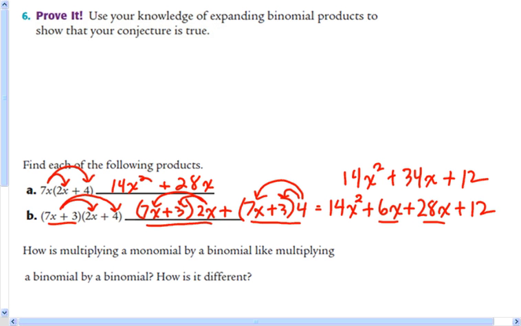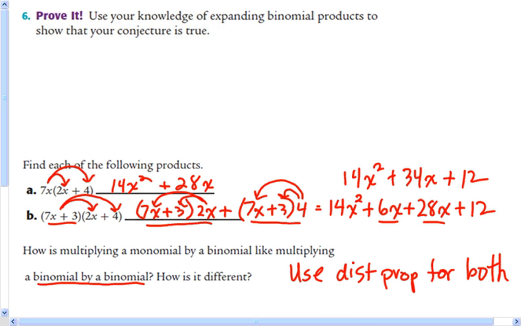And it says, how is multiplying a monomial by a binomial like multiplying a binomial by a binomial? How is it different? Well, it's the same because in both we use the distributive property. And it's different because when you are doing a binomial times binomial, you need to use the distributive property twice. So when you do this, you use the distributive property twice. All right?